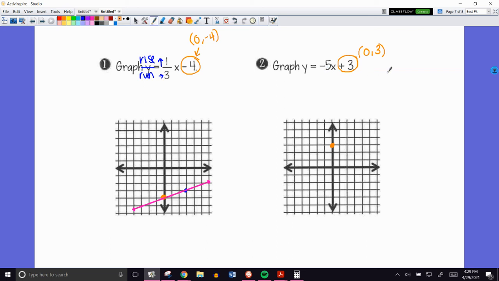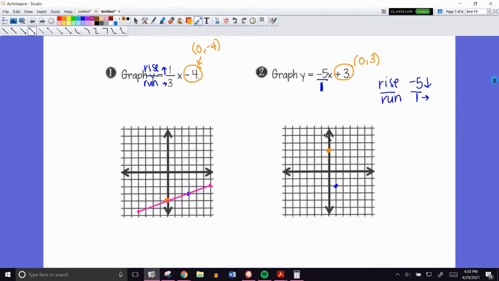Now, my slope on this problem, if I try to do rise over run, I don't have a denominator. Okay, but when we divide anything by the number 1, we get itself. So my rise is -5, and my run is going to be 1. So -5 tells me that I'm going to go down, and +1 tells me I'm going to go to the right. So from my y-intercept, going down 5, 1, 2, 3, 4, 5, to the right 1.